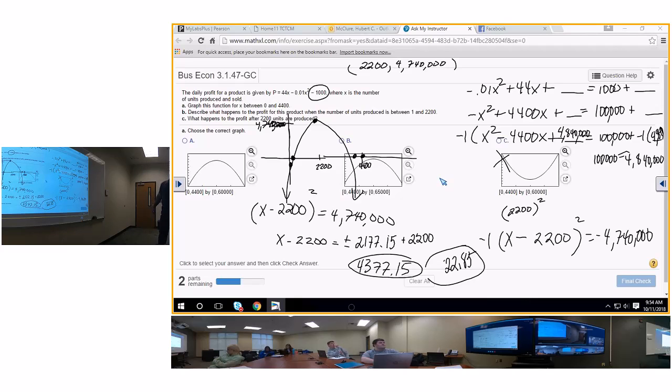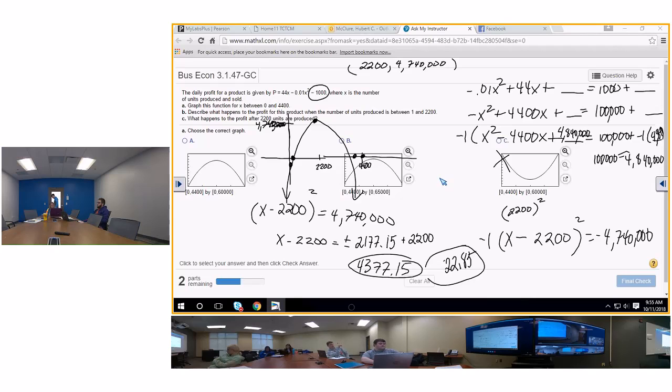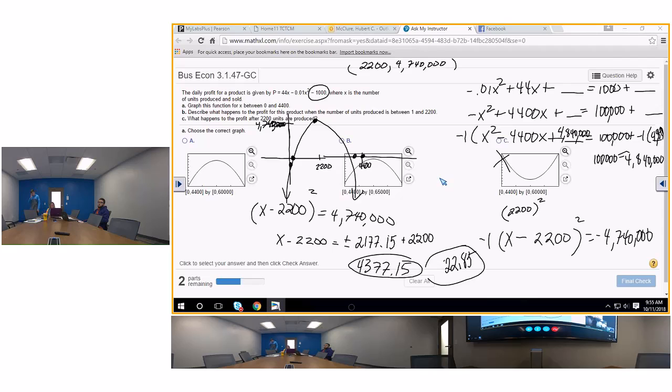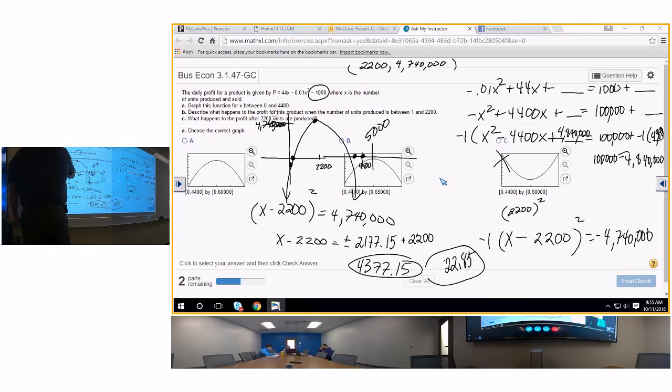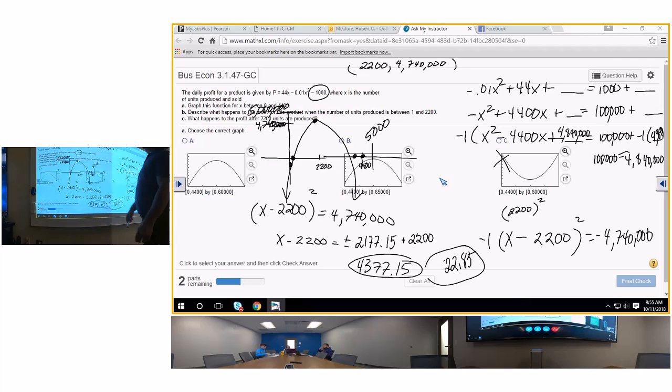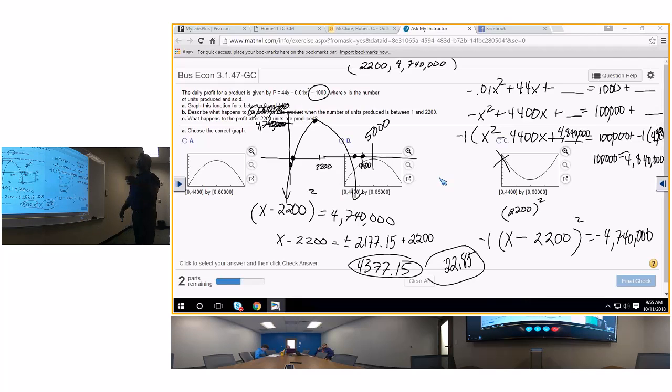So you know that the furthest you're going to have to go is around 5,000 on the x. And you know the highest you're going to go here is what? Maybe 5 million? Yep. So I don't know what they're asking you to do, but we've done everything we need to do.